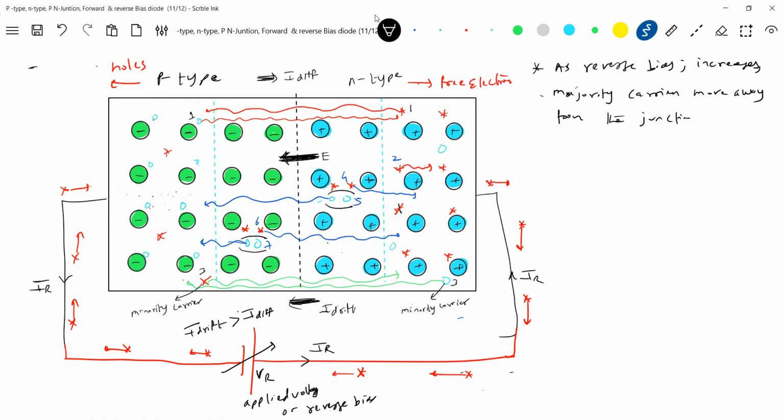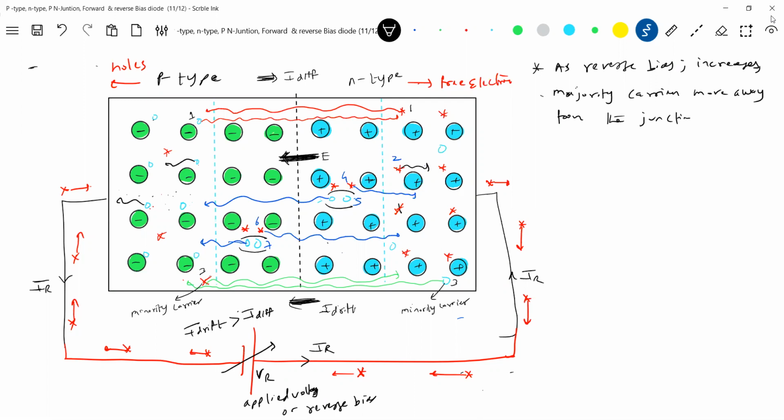But sir, you are showing that these are the most energetic, due to thermal agitation they're moving. The sequence is what you have to show. Okay, agreed. I'll show the black color one. Fine. As the reverse bias increases, majority carriers move away from the junction.